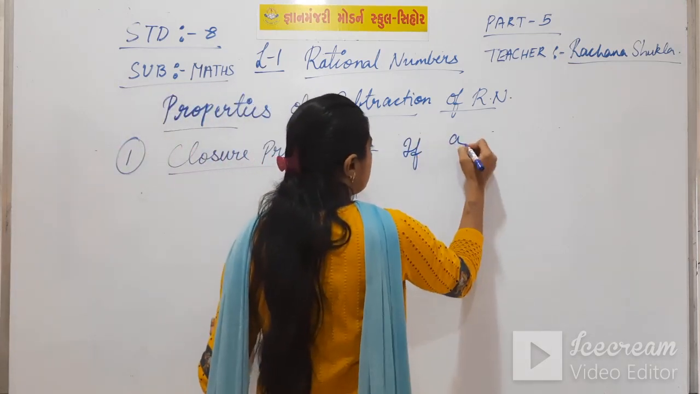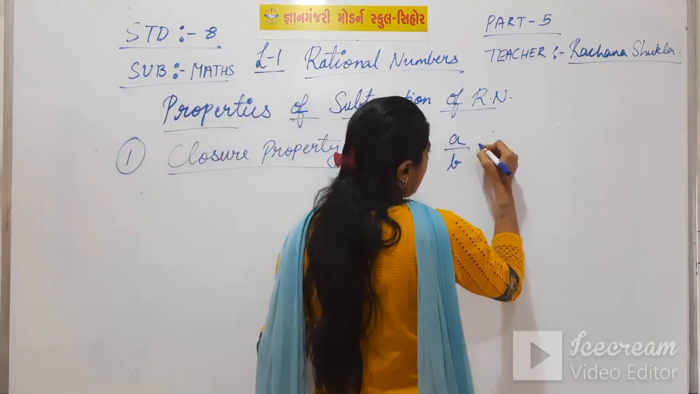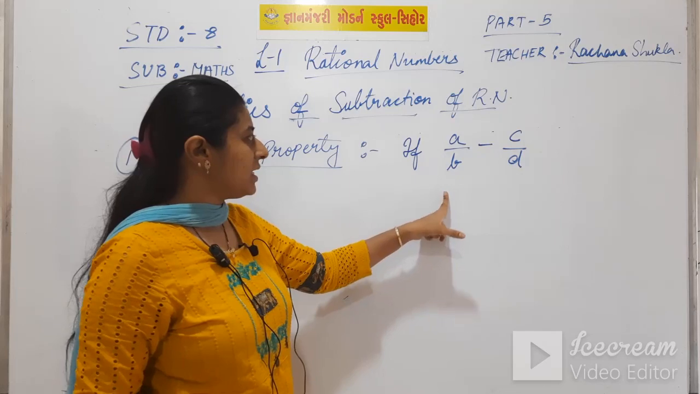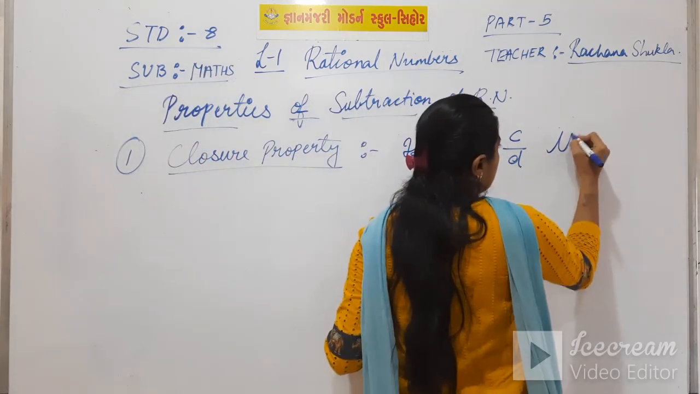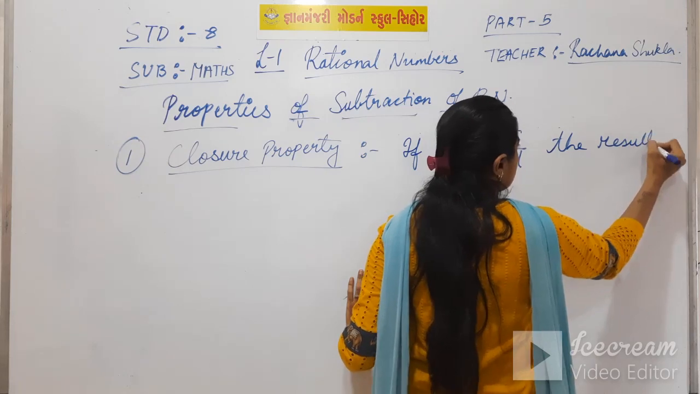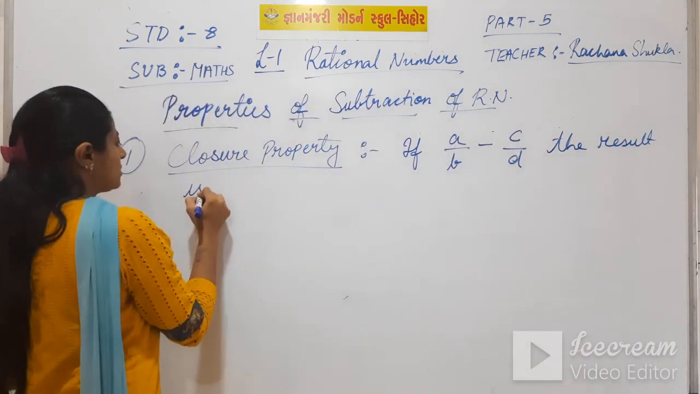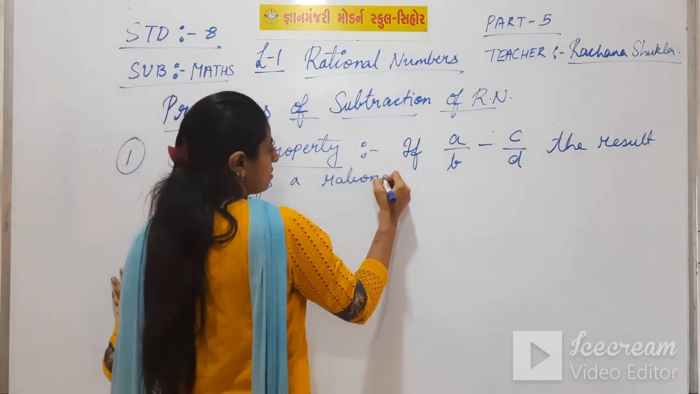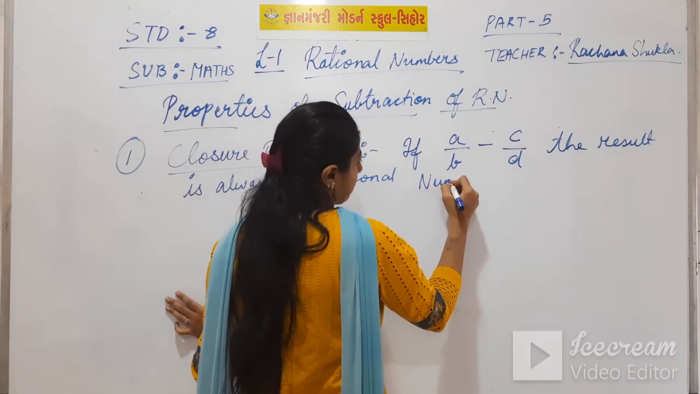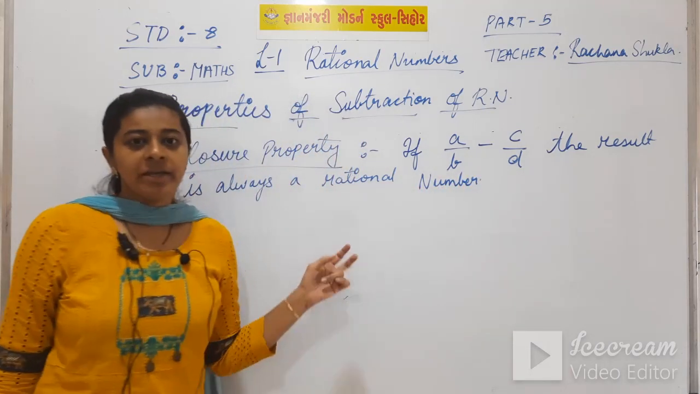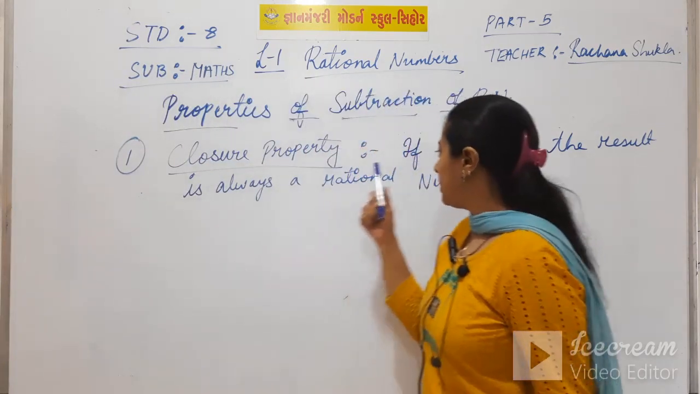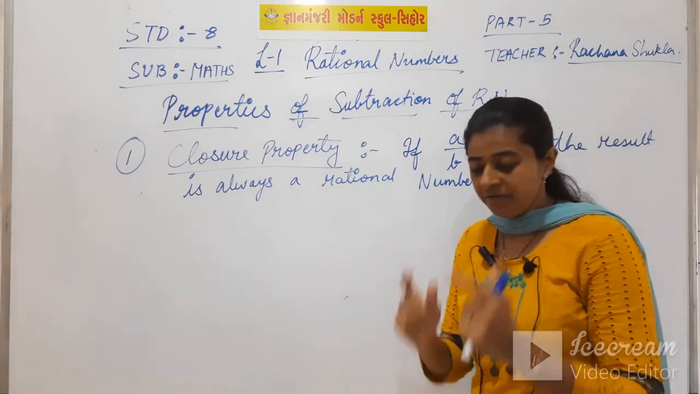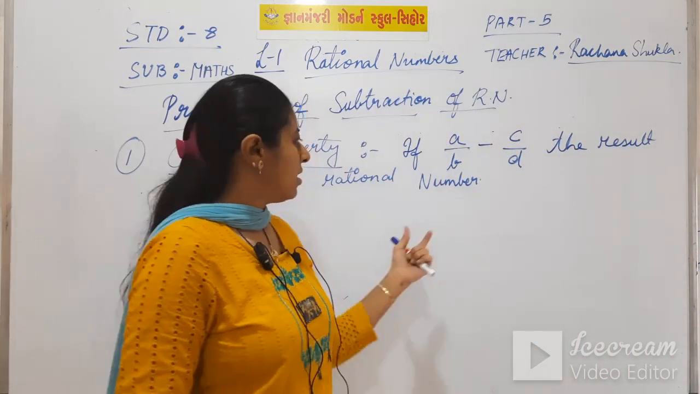If we subtract two numbers a upon b and c upon d, the result is always a rational number. That means if there are two rational numbers, a upon b and c upon d, the result is always a rational number. We will get a rational number as our answer.